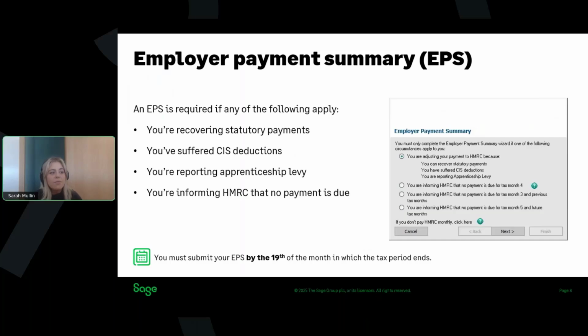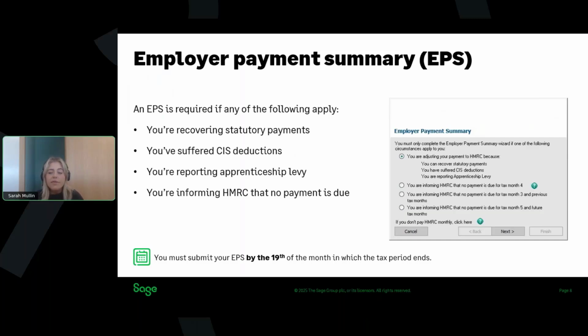I've then gone into my employer payment summary, and that first option applies to me: I have sent my EPS because I'm recovering statutory payments. With your EPS, just something to note, you do want to submit that by the 19th of the month in which the tax period ends. So I've done mine today with my process date as the 31st of October because I've completed all my payroll, but the deadline for that would be the 19th of November.